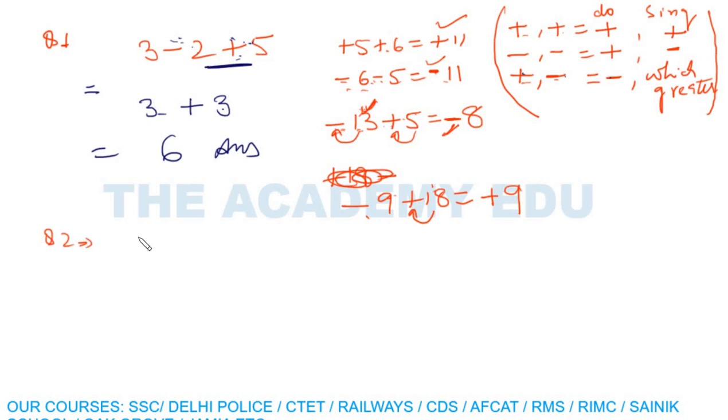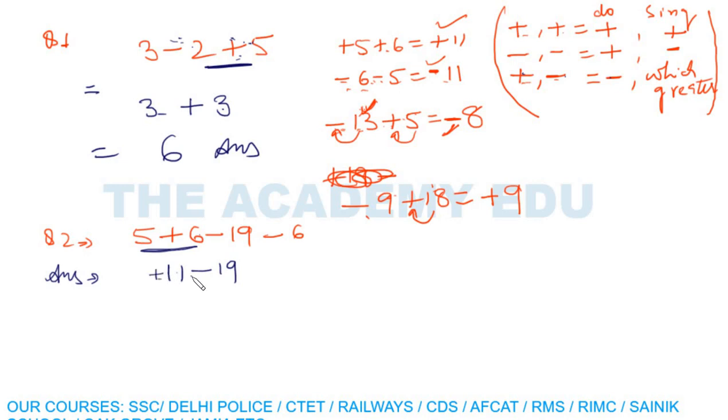Question number 2. 5 plus 6 minus 19 minus 6. What is the answer? Let's solve it. So first we add this one, 6 plus 5, 11. Then we have a 19. So this one is 11. There is no sign here now, so it's a plus.